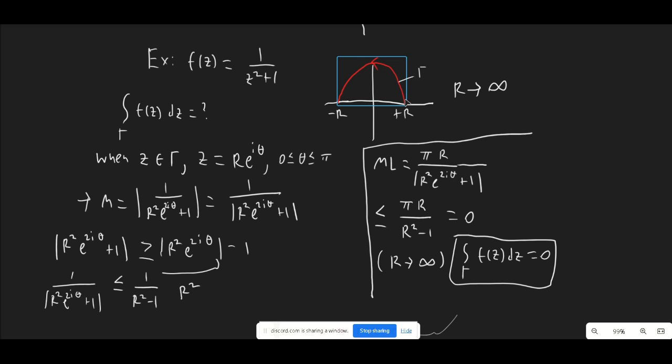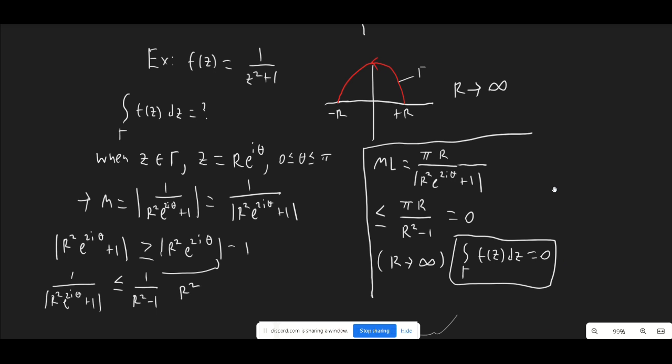So if we know that ML is less than or equal to 0, we also know that the absolute value, or the modulus, of the integral over gamma is less than or equal to 0. Now, since we're taking the modulus, we know that it's greater than or equal to 0, and it's also less than or equal to 0, so it just has to be 0. And in general, whenever we're picking a contour to do contour integration, we want the integral over gamma to go to 0. So almost every case that you're going to look at, the integral over uppercase gamma is going to be 0.